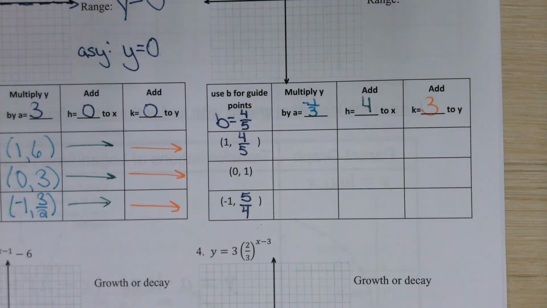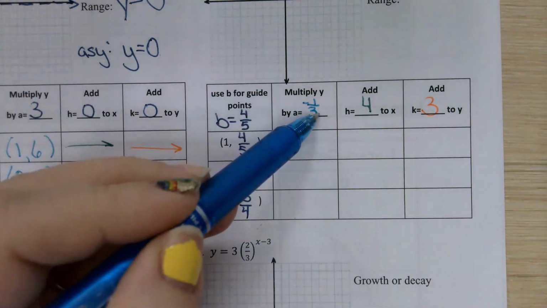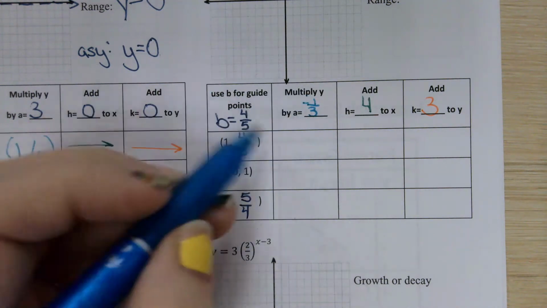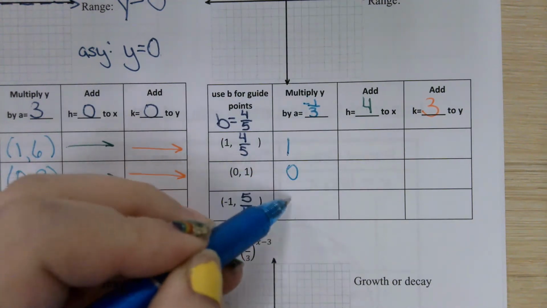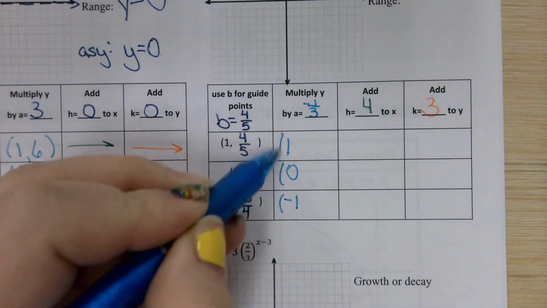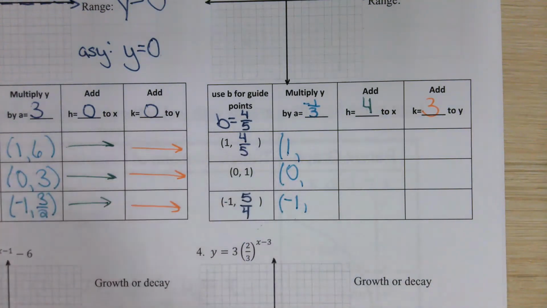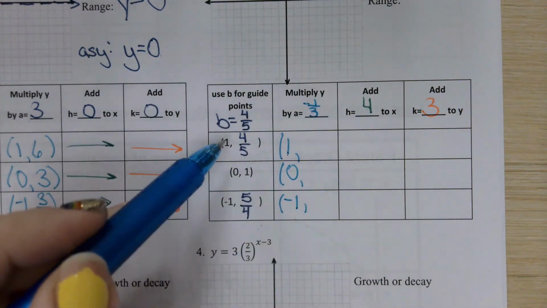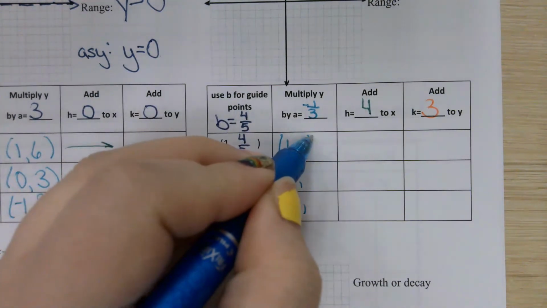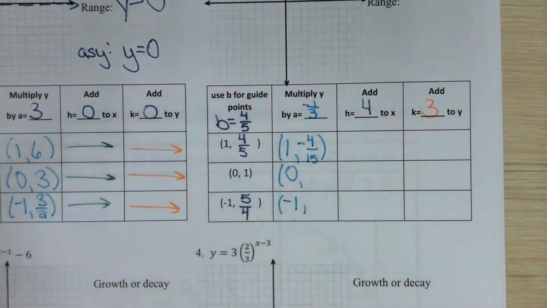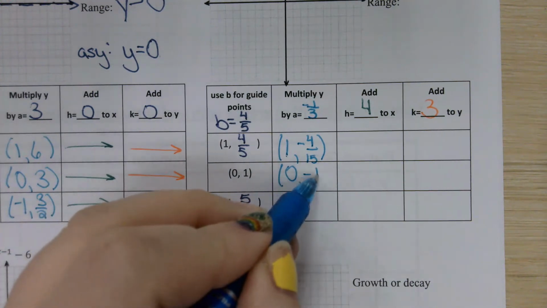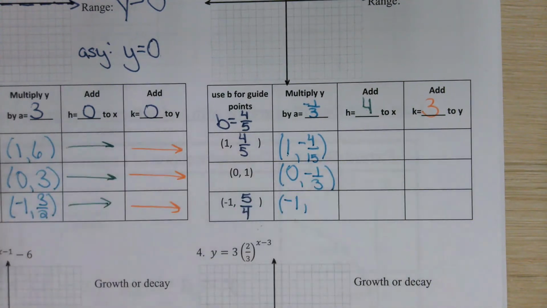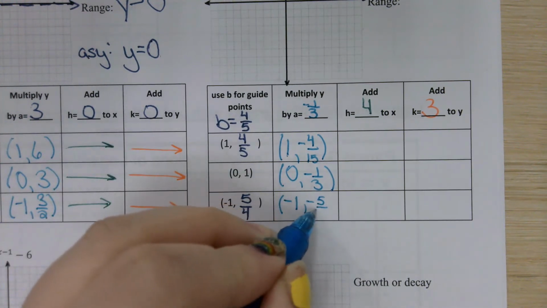Let's apply our first transformation, which is our stretch and our reflection. We'll multiply each of our y values by -1/3. So our x values will remain the same, and then our y values will get multiplied by -1/3. So we have 4/5 times -1/3 gives me -4/15. 1 times -1/3 gives me -1/3. And 5/4 times -1/3 gives me -5/12.